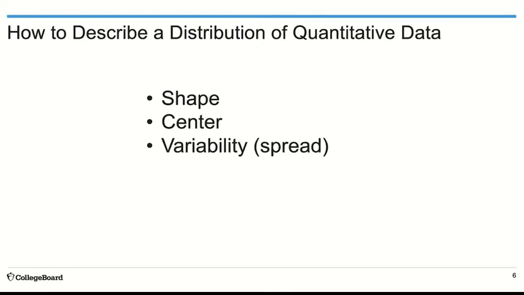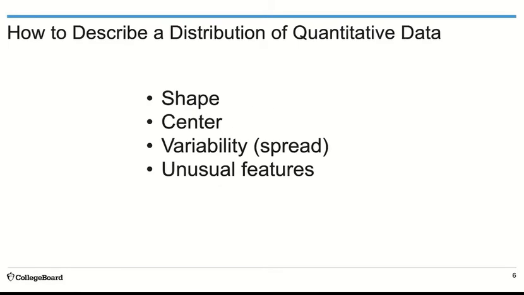If you'd like to go ahead and start writing. How do you describe a distribution of quantitative variables? Number 1 is the shape of the distribution. Number 2, the center of the distribution. Number 3, the variability or the spread of the distribution. And then number 4, the unusual features.